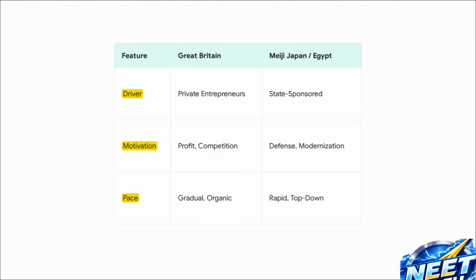But here's a super important point, especially for the AP exam. Not everyone industrialized the same way. It wasn't a one-size-fits-all model. In Britain, it was mostly driven by individuals, by entrepreneurs looking to make a profit. But in places like Meiji Japan or in Egypt under Muhammad Ali, it was the state, the government that led the charge. Their motivation wasn't just profit, it was defense. It was a desperate race to modernize so they wouldn't get taken over by the West.